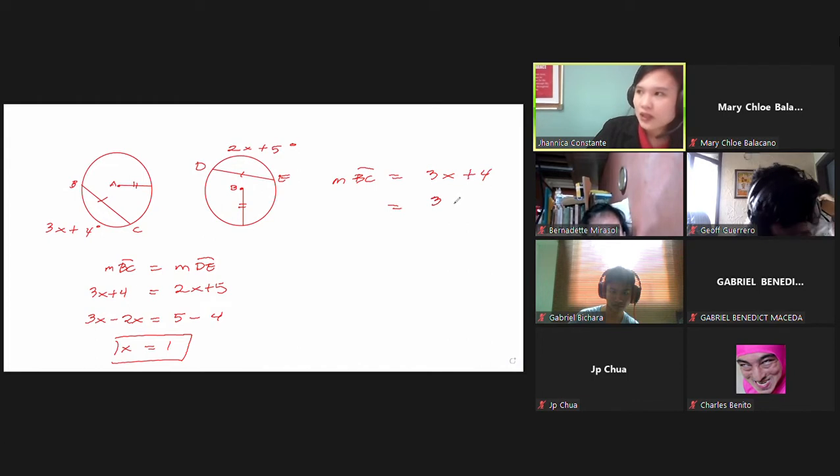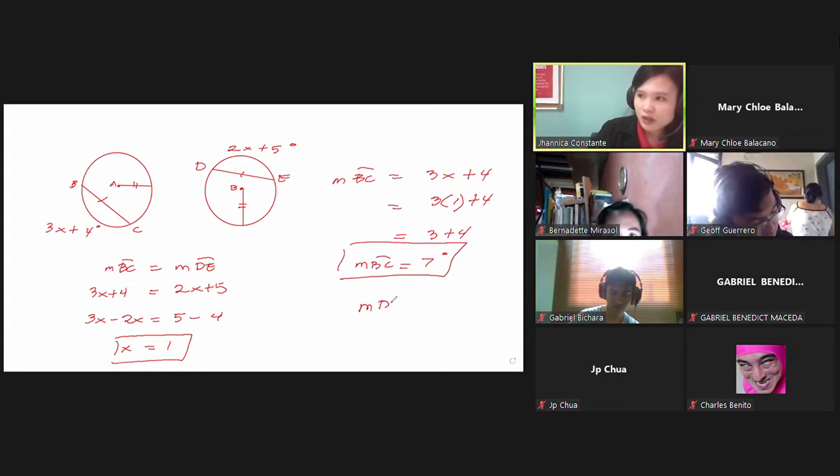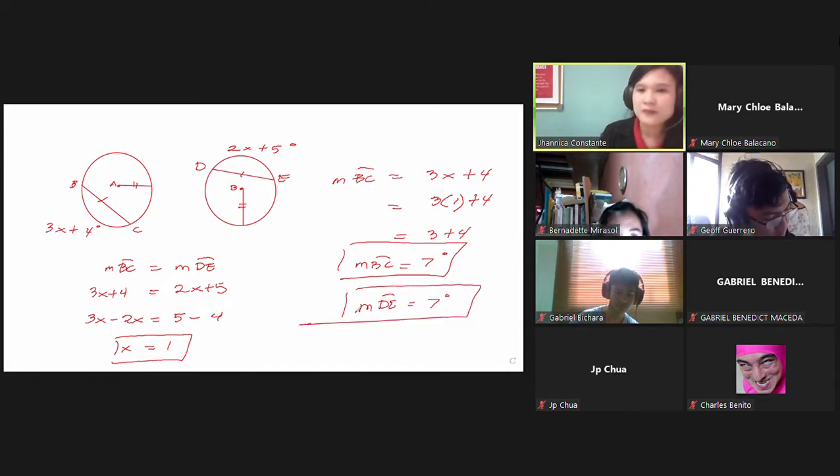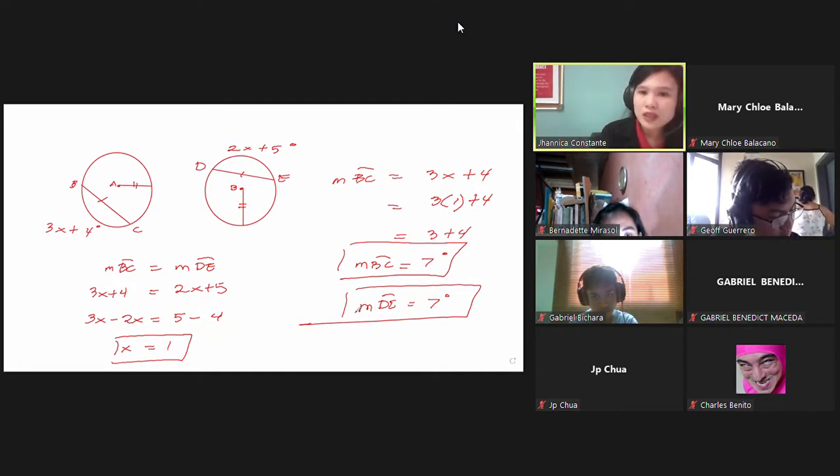So 3 times the value of x, which is 1, plus 4. So 3 plus 4, the exact measurement of our arc BC is equal to 7. The same with the exact measurement of our arc DE, which is also equal to 7 degrees. So that's how we find the measurement of our arc based on the congruency of the chord and the radius of our two circles.